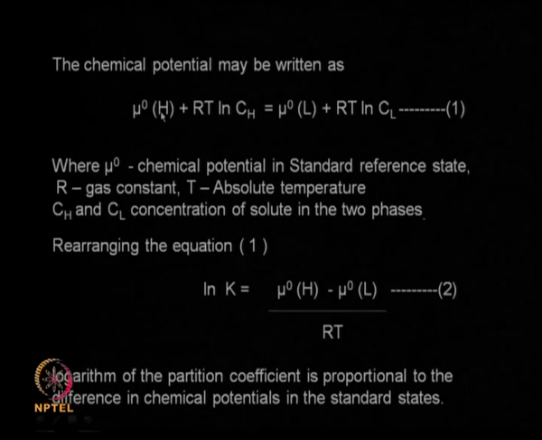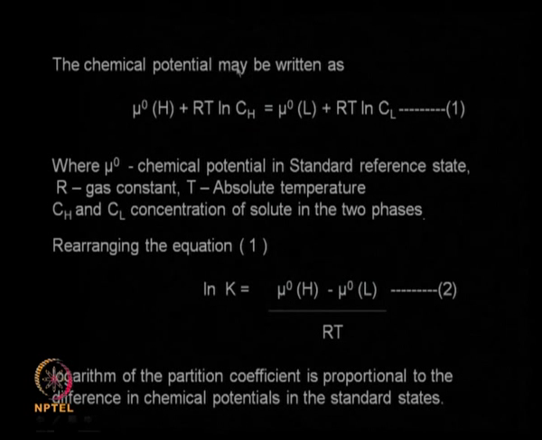So the chemical potential mu H can be written as mu naught H plus RT ln CH, that is the concentration of the solute in the heavy phase. This is equal to, again, mu naught L plus RT ln CL, that is the concentration of the solute in the solvent phase or the lighter phase. Now mu naught is called the chemical potential under standard reference state. As you know, in thermodynamics we always make our calculations starting from a standard reference, so that is why we call it mu naught, and R is the usual gas constant and T is the temperature.